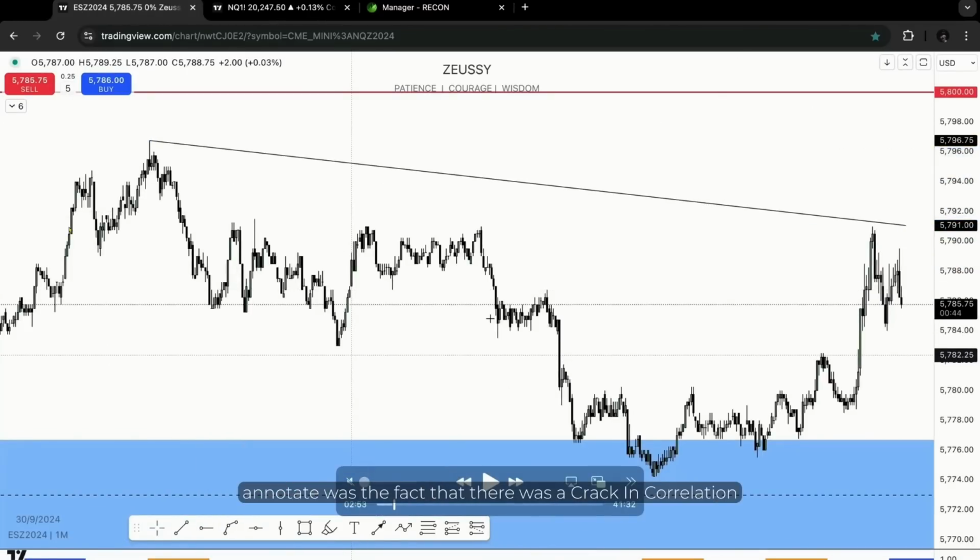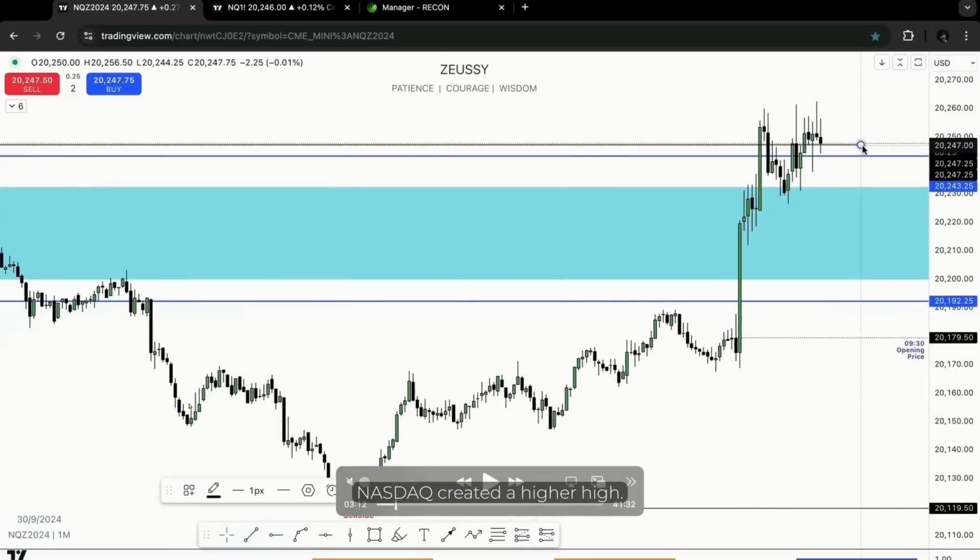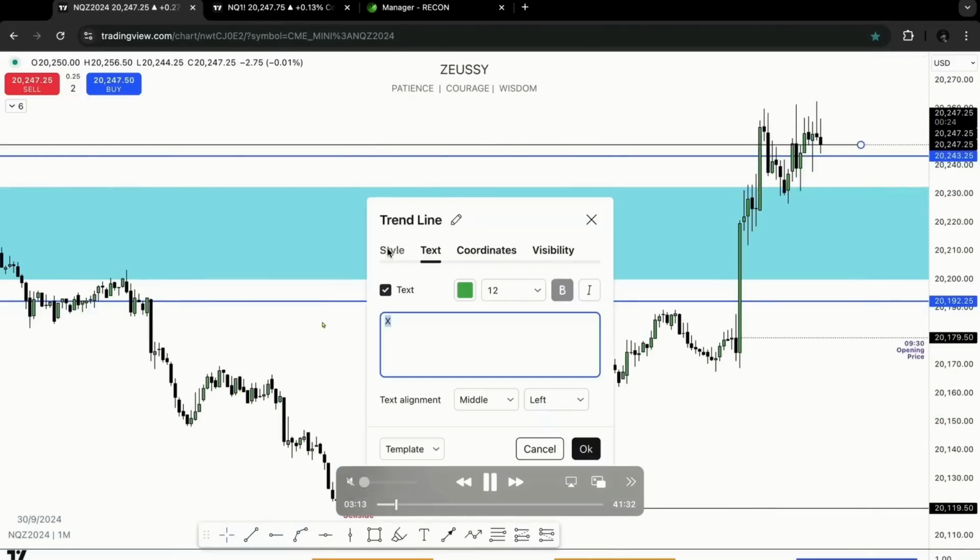Now, what is crucial to see, as you just saw me already annotate, was the fact that there was a cracking correlation relative to this high right here, where ES created a lower high, Nasdaq created a higher high. That's very important to understand.